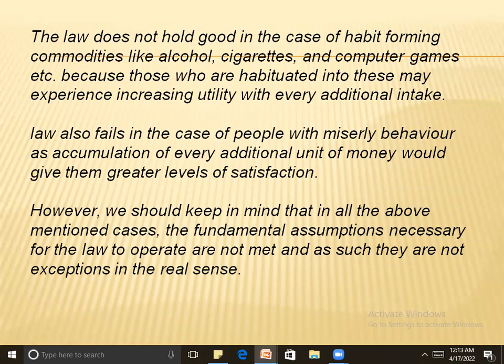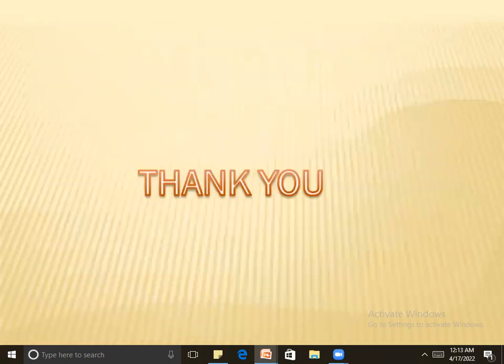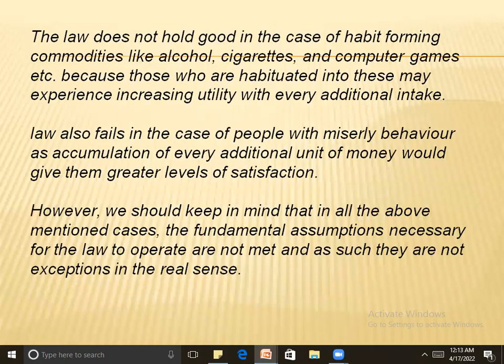However, we should keep in mind that in all the above-mentioned cases, the fundamental assumptions necessary for the law to operate are not met, and as such, they are not exceptions in the real sense. So, here was my PPT regarding the law of diminishing marginal utility and total utility and marginal utility proposed by Alfred Marshall.